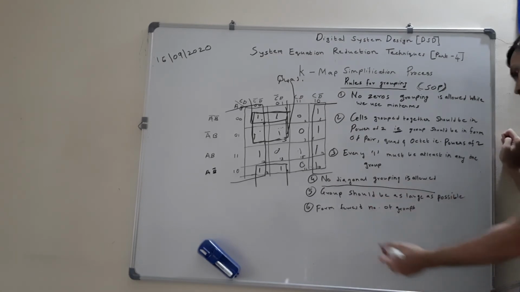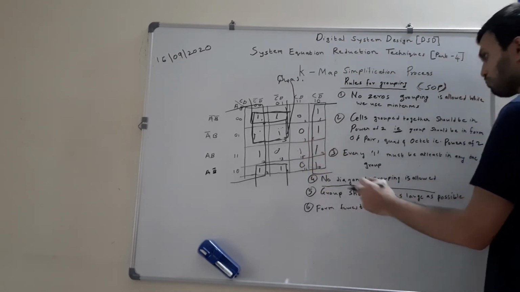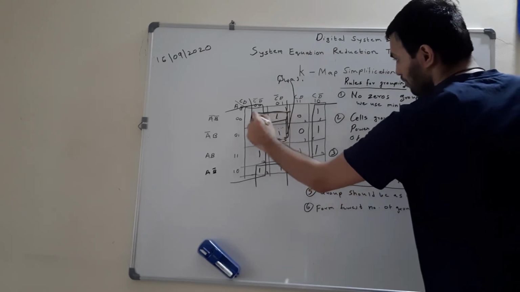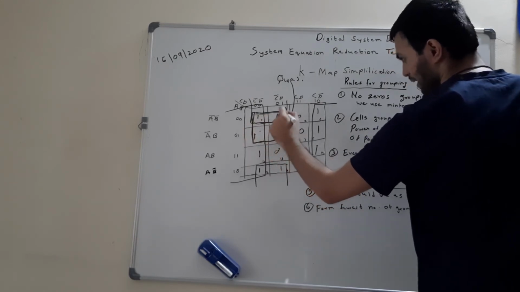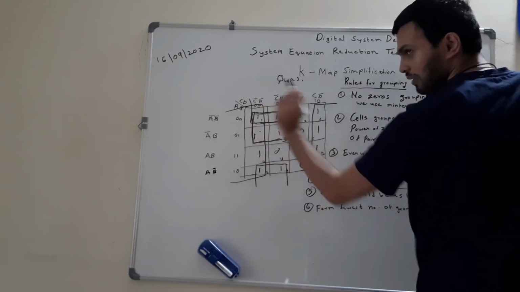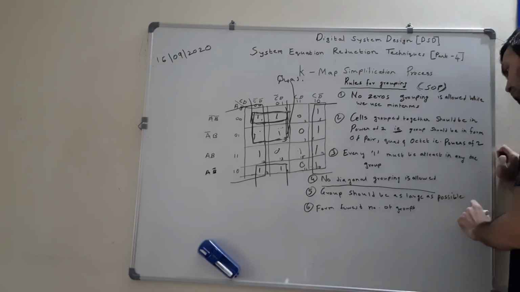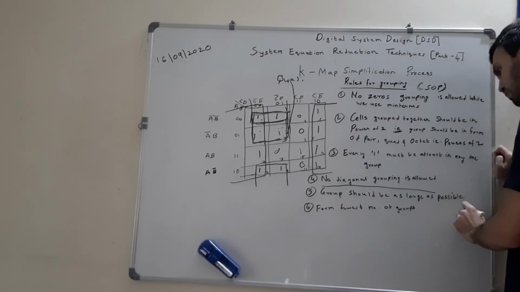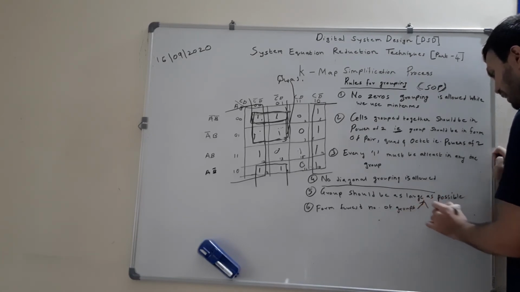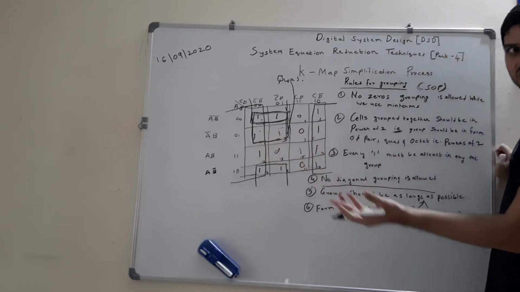And the fifth point, your group should be as large as possible. So here I could have formed only one pair. This should have been one group. But instead, I found a larger group consisting of a quad. So that is also a very important rule, that make your group as large as possible and form the fewest number of groups. This statement is nothing but reiterating the earlier rule, because whenever there are few groups, then only a larger group is formed.